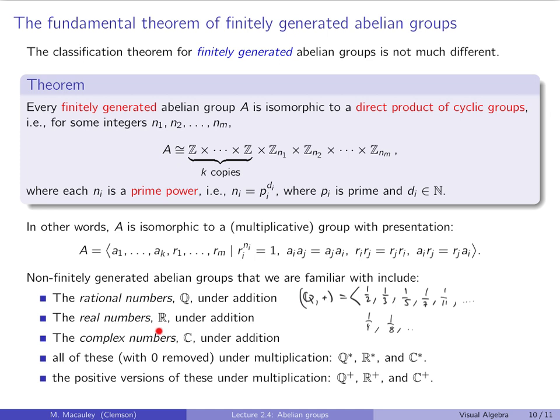Well, the real numbers are also non-finitely generated, as are the complex numbers. All of these under addition. Now, it's not surprising that these things are not isomorphic to copies of the integers and finite cyclic groups. There are also other groups under multiplication, if you remove 0 from these sets. I'm going to write this with a star here. Some people instead will write Q with an X here.